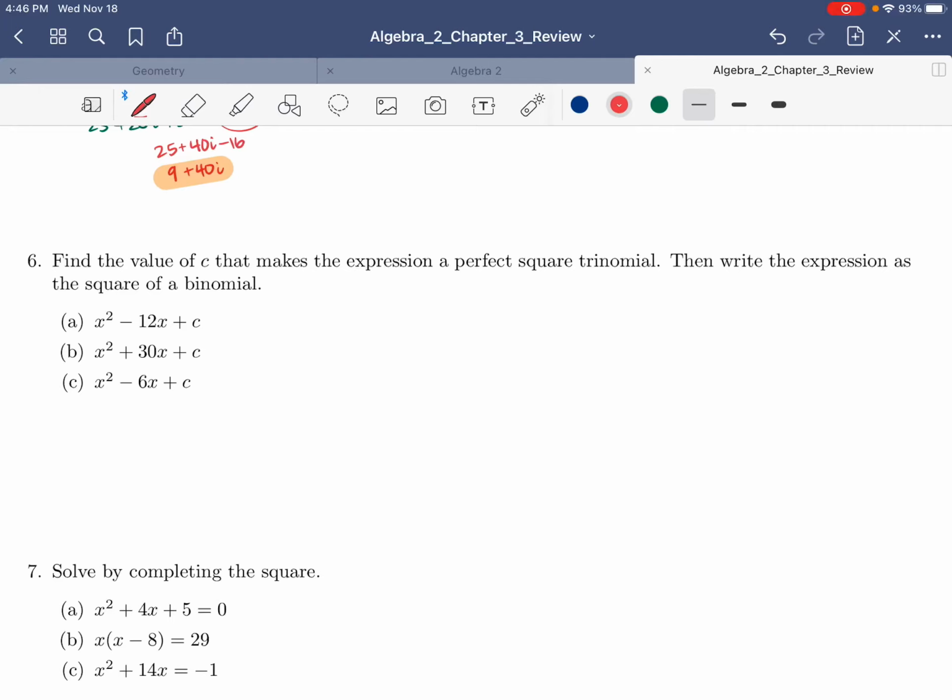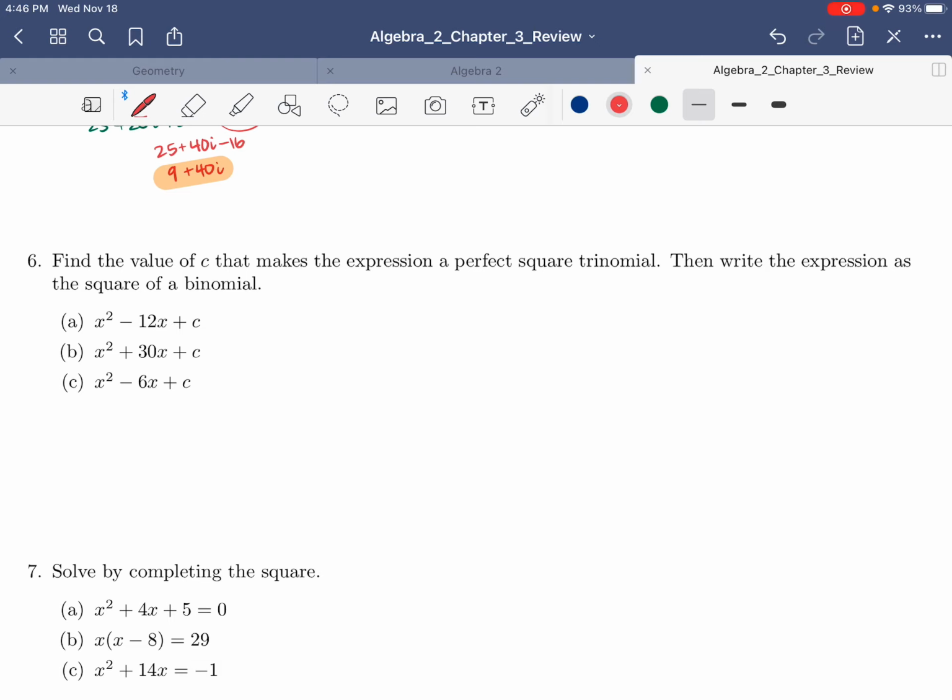Question 6. Find the value of c that makes the expression a perfect square trinomial. Then write the expression as the square of the binomial. All right, so there's two things we need to do. We need to figure out the right c. Then we need to write it as a square of a binomial. So what does that mean?